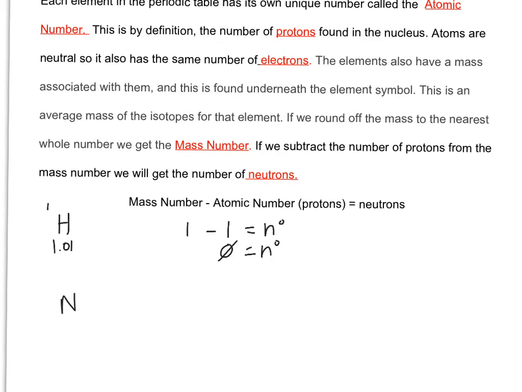Nitrogen has an atomic number of 7, and it has a mass of 14.01. So our mass number is the mass rounded to the nearest whole number, so 14, minus the atomic number. This up here is the atomic number. That equals the number of neutrons. So 14 minus 7 is 7. So an atom has 7 neutrons in its nucleus.